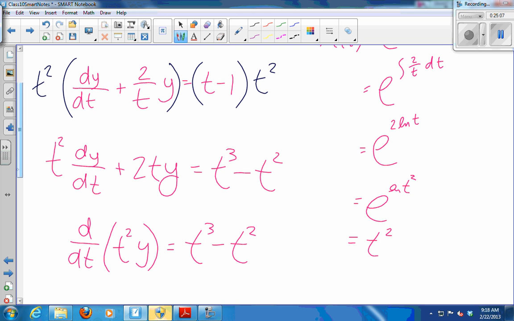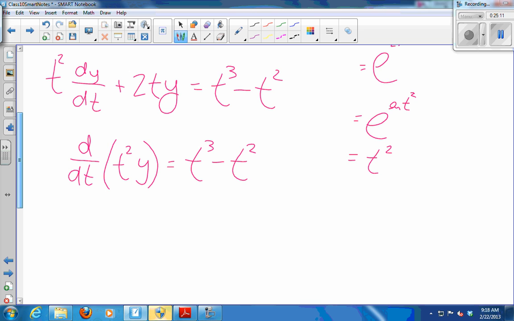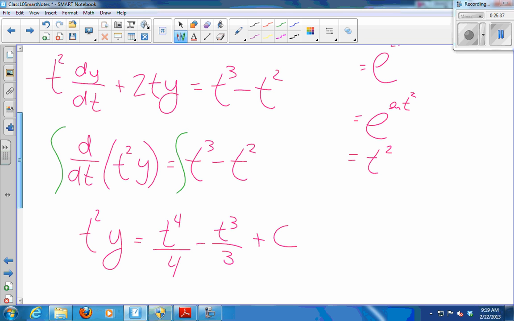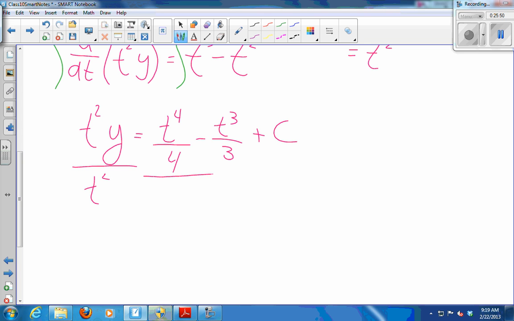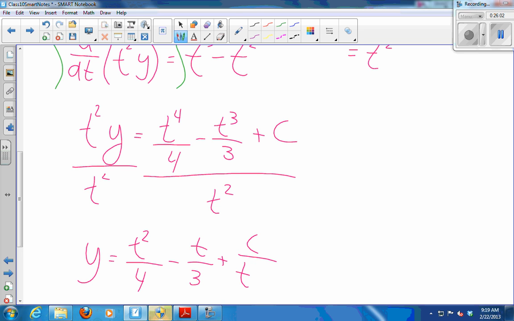Now integrate both sides. Integrate, integrate. And the integral of the derivative, they cancel, and I get t squared y. And there's technically a plus c, but I'm going to smush it into the plus c on the other side. So this is going to become t to the 4th over 4 minus t cubed over 3 plus c. Right, and now I divide both sides by t squared. So I have y equals t squared over 4 minus t over 3 plus c over t squared. That is the general solution to my differential equation.